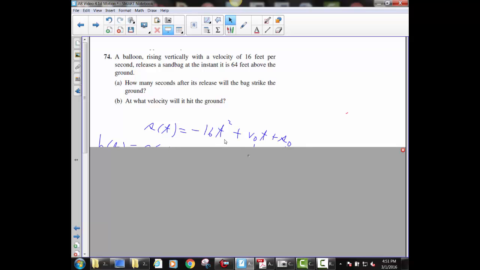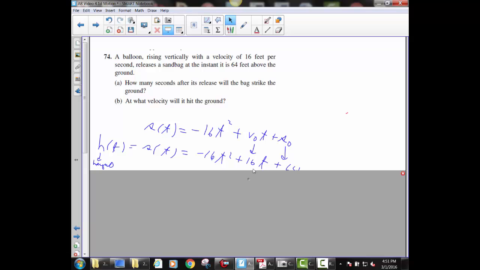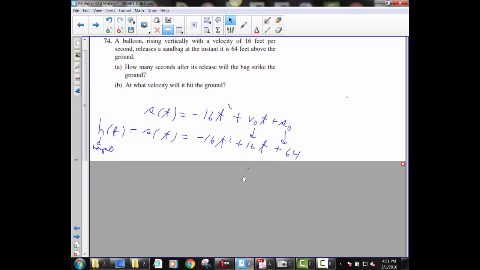You can derive this formula each time, but it's just easier to memorize it. Now, position is really height, so we can call it h of t or s of t. They told us that the balloon is rising with a velocity of 16 feet per second. So there's our initial velocity, and we're talking about the moment at which it is 64 feet above the ground, which is the height at that moment in time.